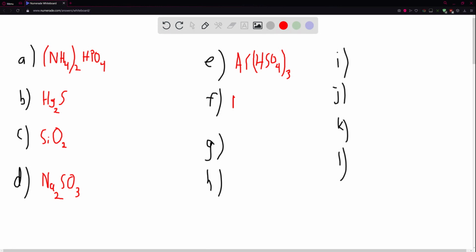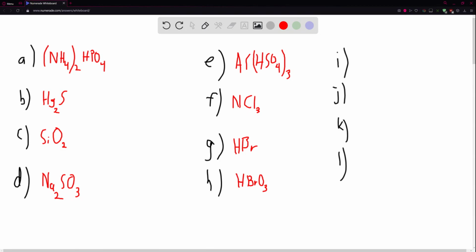Next is nitrogen trichloride. So we have nitrogen and chlorine. Trichloride means there are 3. That is done as is, a non-ionic compound. We have hydrobromic acid. This one's pretty simple. It's just HBr. Bromic acid is an acid made from the bromate ion.